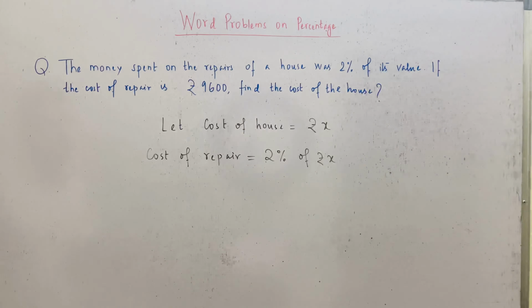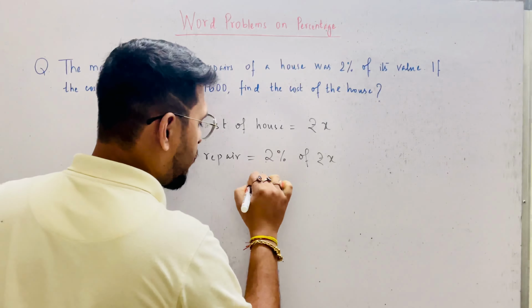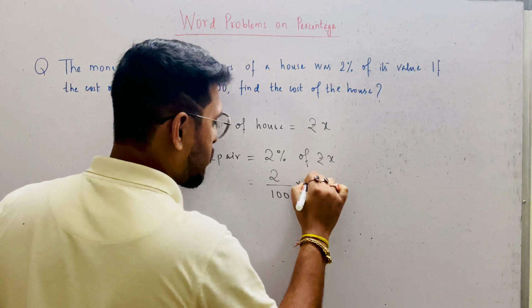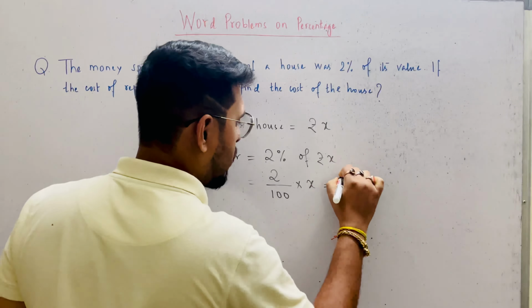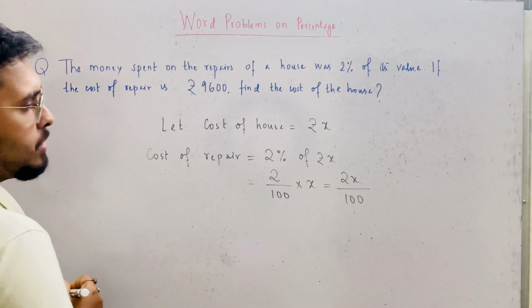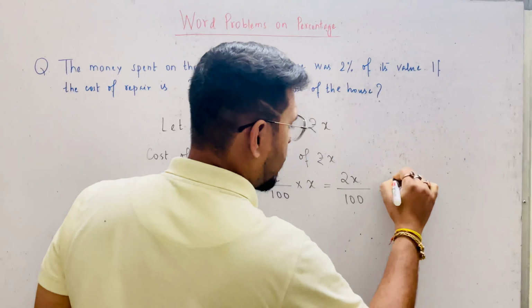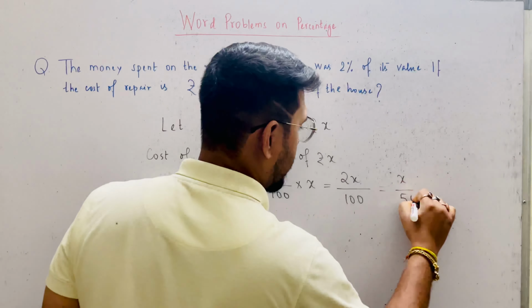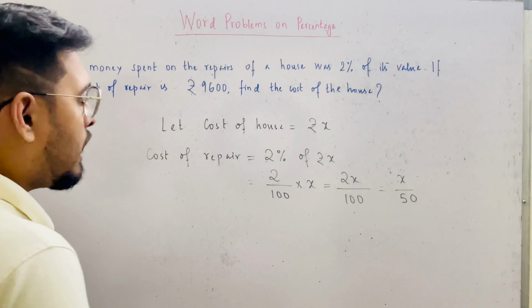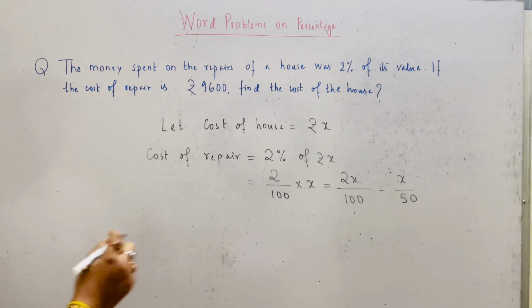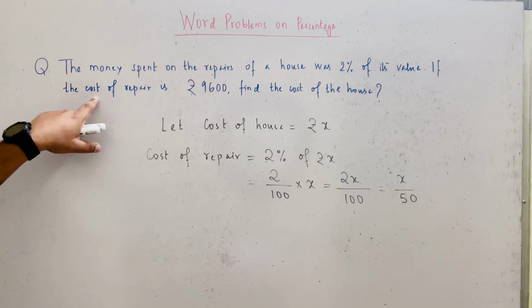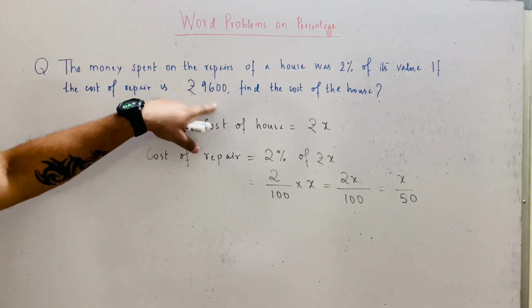Now what is 2% of rupees X? That is 2 by 100 times of X, which is 2X by 100. If you want to minimize, you can write this as X by 50. This is the amount which is the cost of the repair. Now we know that this amount is equal to 9,600, because the cost of the repair has been given as 9,600.